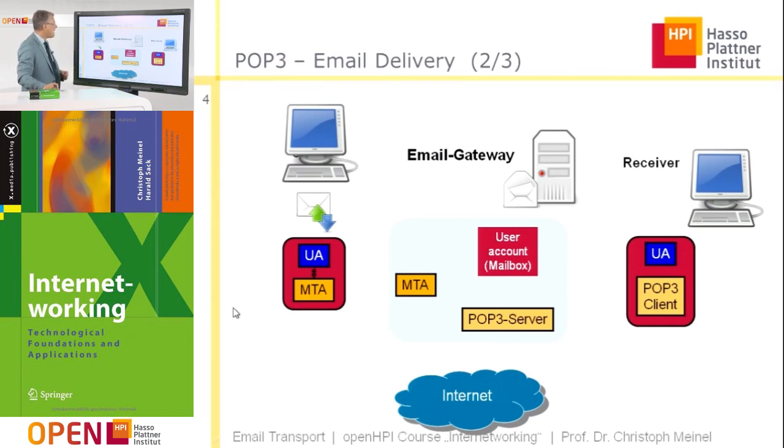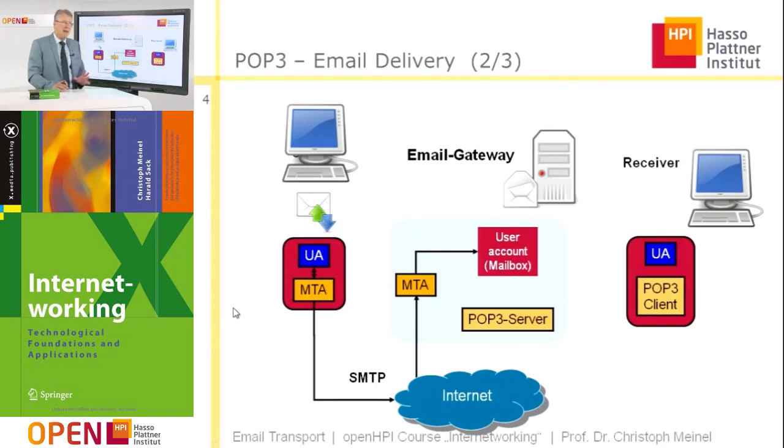Let's make this clear. The sender wants to send an email, so the user agent hands over this email to the first MTA. MTAs are using SMTP for communication, possibly over a cascade of MTAs. And finally, the MTA of the email gateway is reached, as it belongs to the receiver. By means of the receiver address in the email, it's simple for the email gateway to put this mail it gets from the MTA in the right mailbox of the receiver.